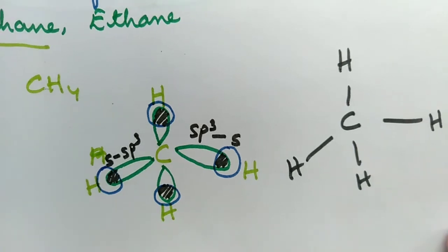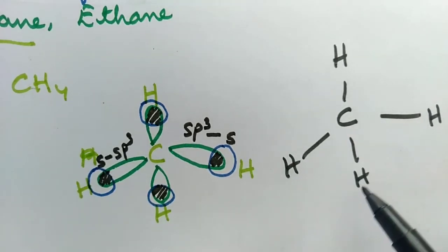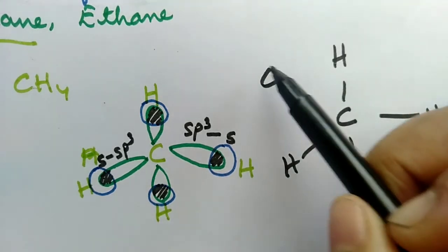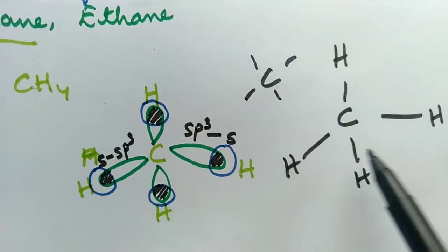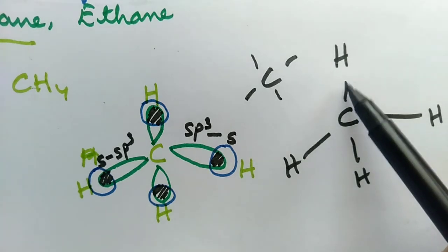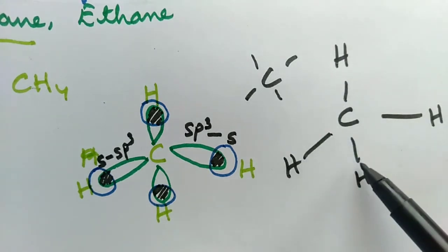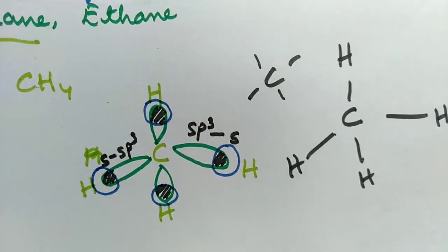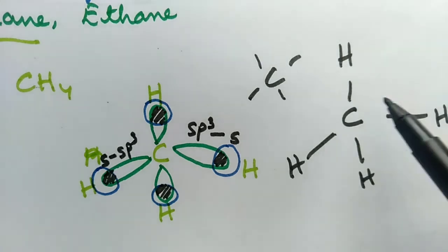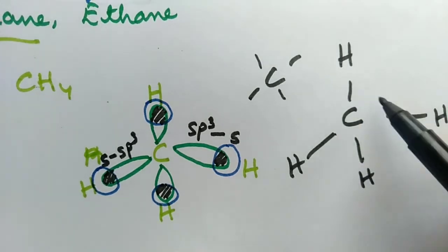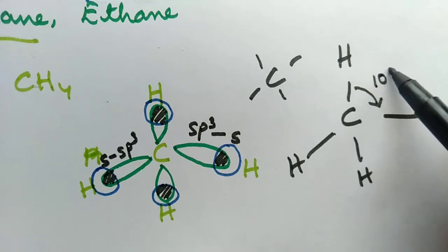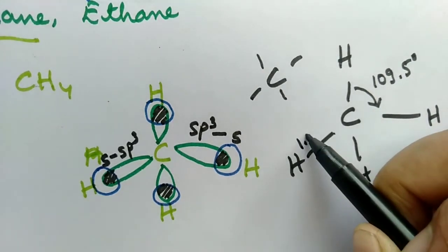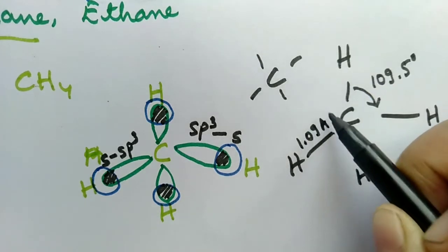Now you might be wondering, why does this one have a tetrahedral structure and not this way? Because if you look here, we have electrons, electrons, we have electrons here. That means there is a repulsion among the electrons. Because of that, we have a tetrahedral structure. And this angle here is 109.5 degrees. The length of this one is 1.09 angstrom.